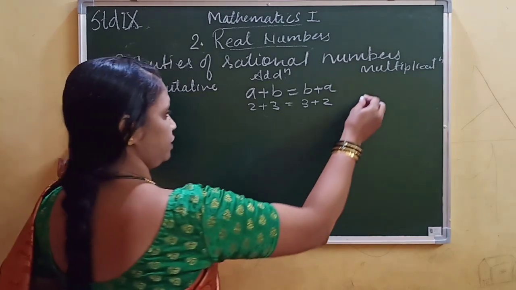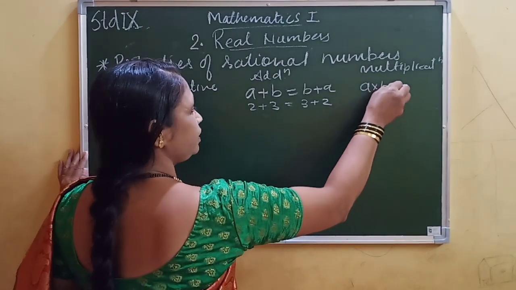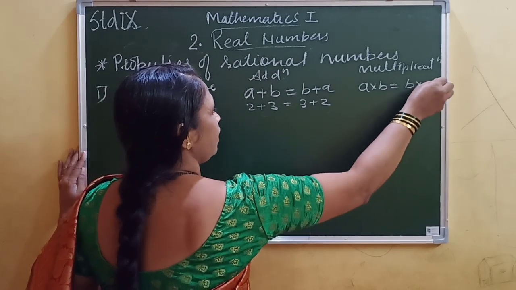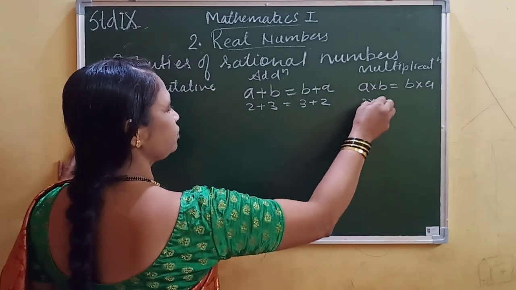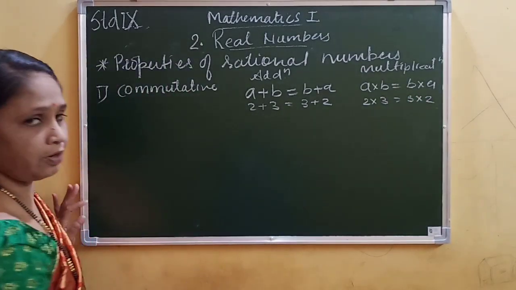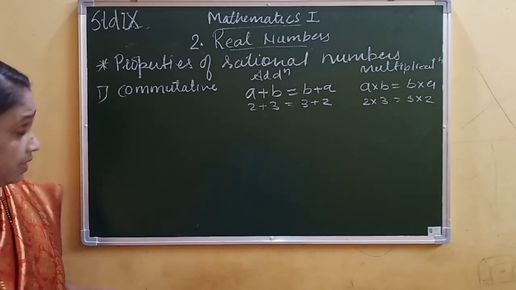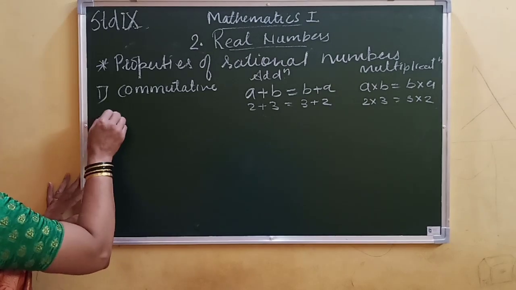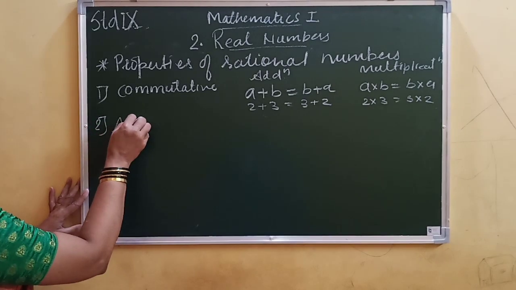Now next is the commutative property of multiplication. What does it tell? a into b will be equal to b into a. Means 2 into 3 will be equal to 3 into 2, that is, the product is the same only. Now the second property is the associative property.